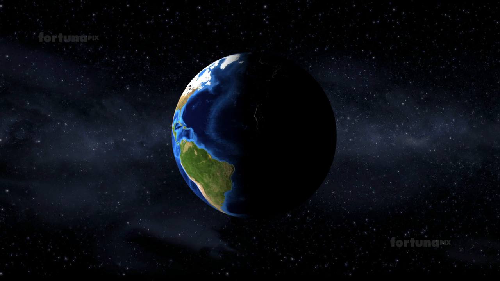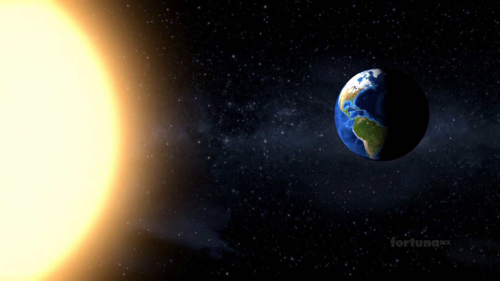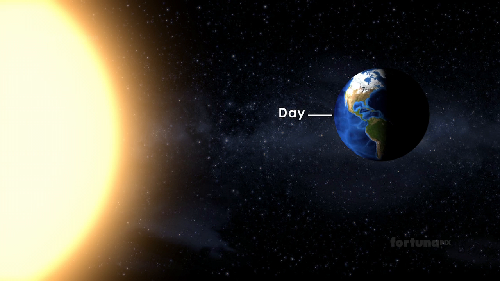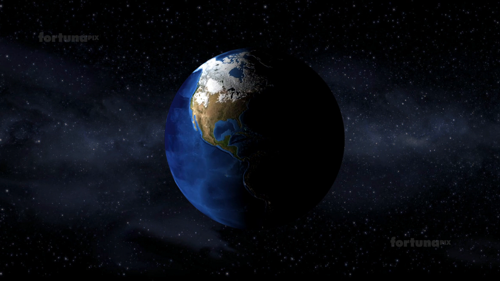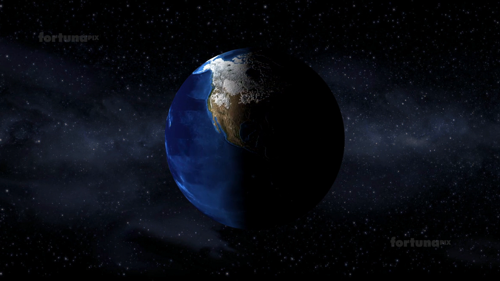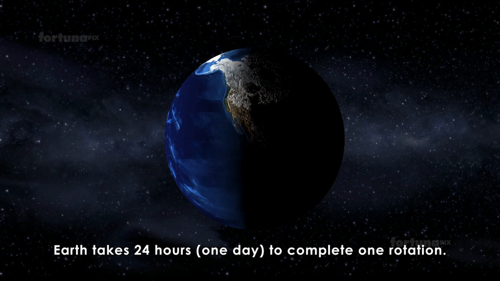Rotation of the Earth causes day and night. One half of the Earth that faces the Sun will get bright sunlight, and it is called a day. The other half will not get sunlight and will be dark. It is called night. Our Earth takes 24 hours, or 1 day, to complete one rotation.